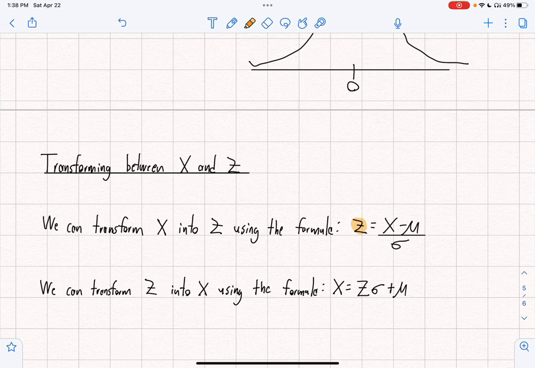But then we can always go back and forth. So if we wanted to get back to our x value, so we have a z-score and we want to get back to x, well then we would just use x is equal to z sigma plus mu. So that's just using some basic algebra. If z is equal to x minus mu over sigma, well, I could multiply both sides by sigma, so I have sigma z is equal to x minus mu, and then I could add mu. So then I have sigma z plus mu is equal to x, and that's where this formula comes from.